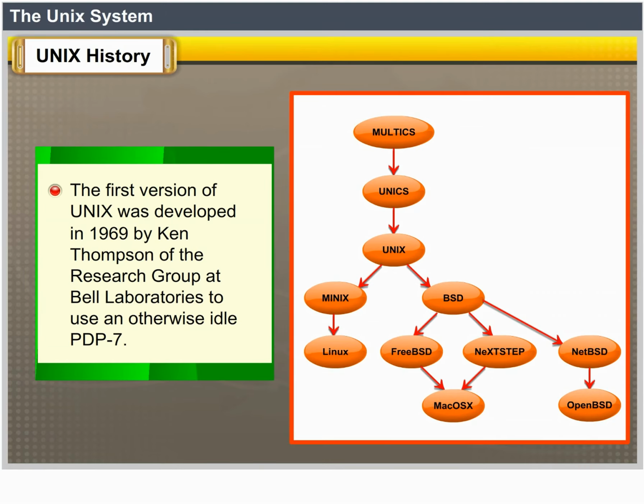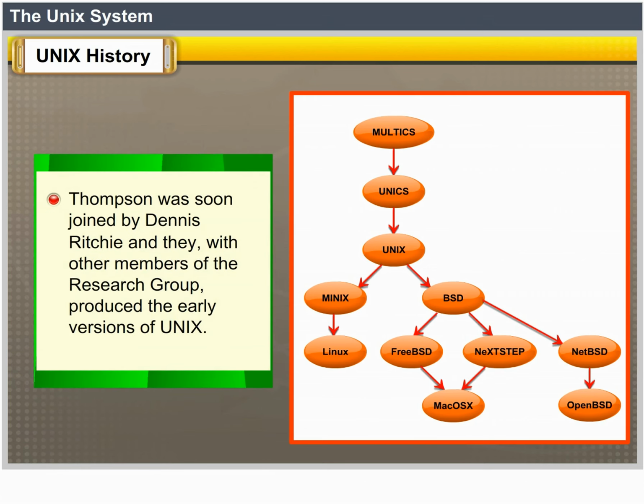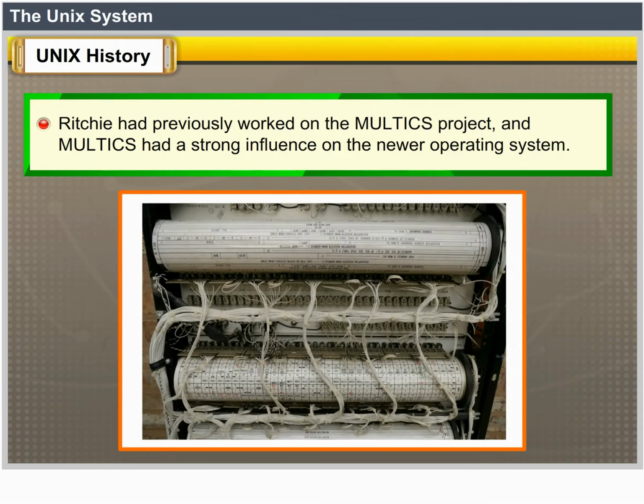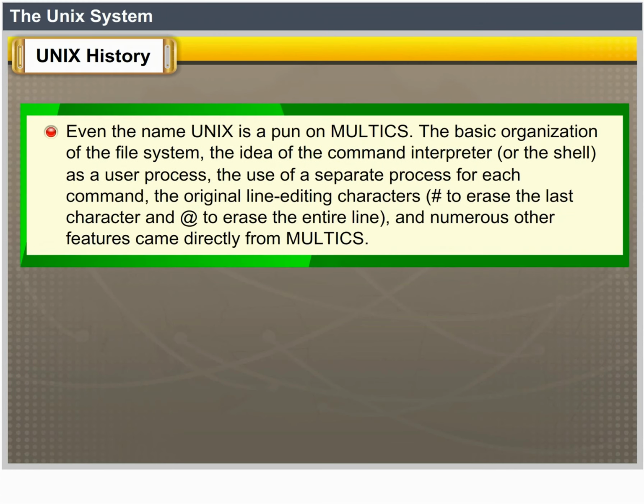Thompson was soon joined by Dennis Ritchie and they, with other members of the research group, produced the early versions of Unix. Ritchie had previously worked on the Multics project, and Multics had a strong influence on the newer operating system. Even the name Unix is a pun on Multics.